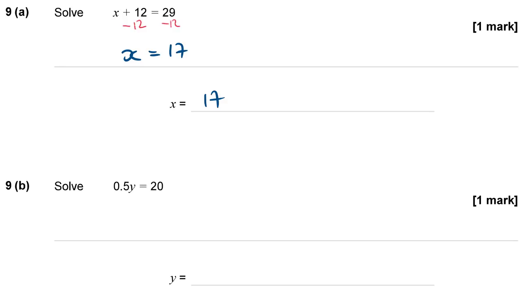Solve 0.5y is equal to 20. Now again, if you do the same thing to both sides, all is fine. So if I've got half, 0.5 is half y, isn't it? So half y, how can I get a whole y from half y? I can do that by multiplying it by 2. So if I do that to one side, I've got to do it to the other side as well. So 2 lots of 0.5y is going to give me y, and 2 lots of 20 is going to give me 40. So y is 40.